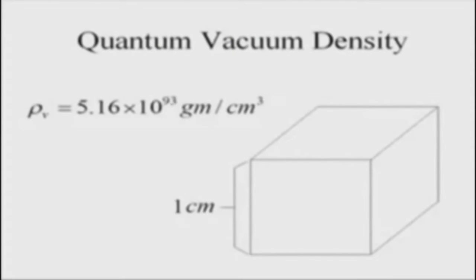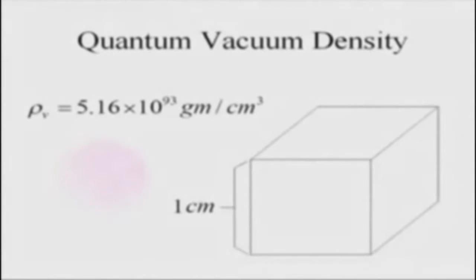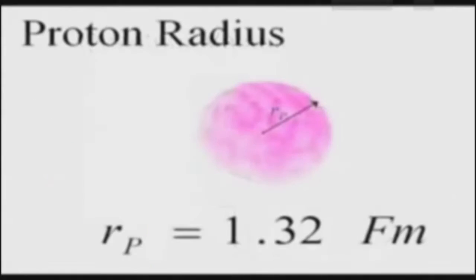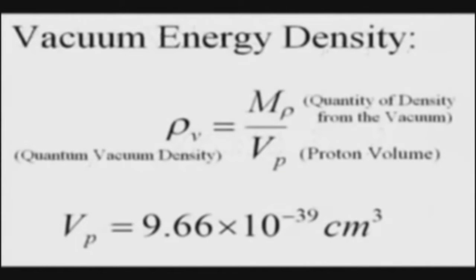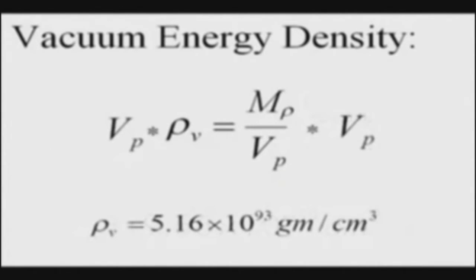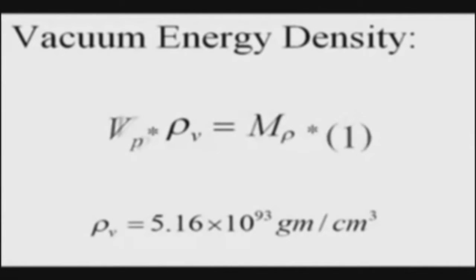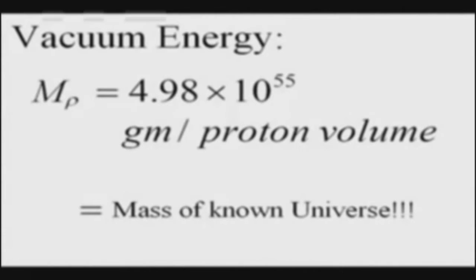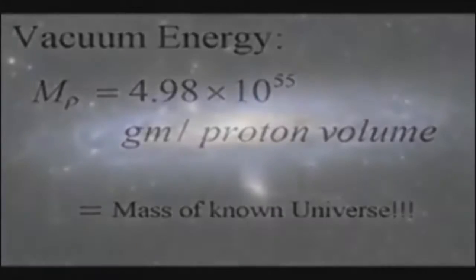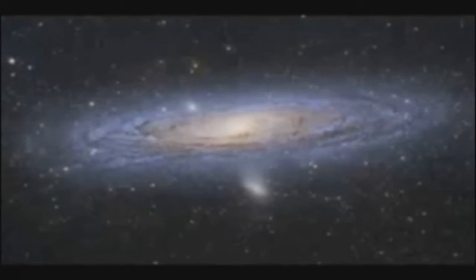It begins with the quantum vacuum density, which is a measured 5.16 times 10 to the 93rd grams per cubic centimeter. Then we calculate how much vacuum energy would exist inside of a proton, which has a radius of 1.32 femtometers, multiplied by 4/3 pi r cubed to get the volume. A density is mass per unit volume, so if you multiply a density by a volume, the volumes cancel to give the amount of mass that would be contained within a proton volume, which is 4.98 times 10 to the 55th grams, which also happens to be the mass of the entire universe, existing inside each and every proton.